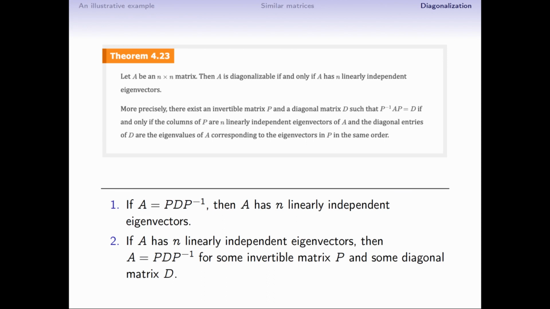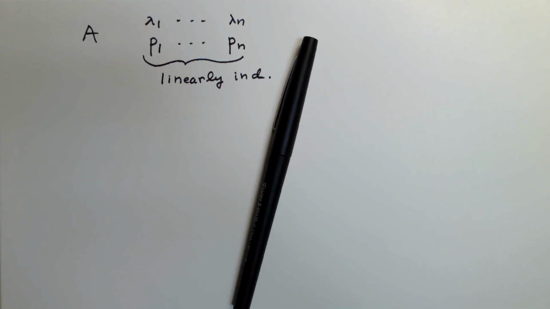What we need to show is the second half, and that says this: if A has n linearly independent eigenvectors, then A can be expressed in the form P times D times P inverse for some invertible matrix P and some diagonal matrix D. So let's go to the document camera and work out part 2, the second part of theorem 4.23. All right, welcome to the document camera.